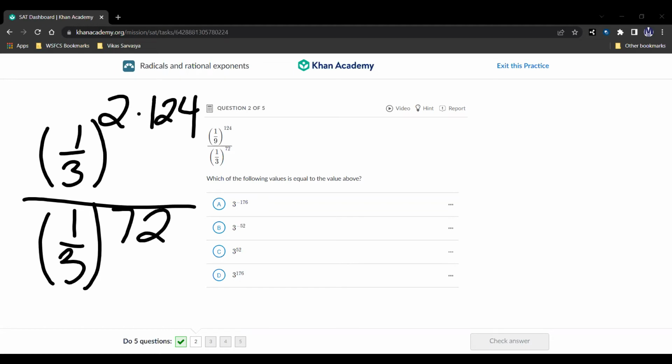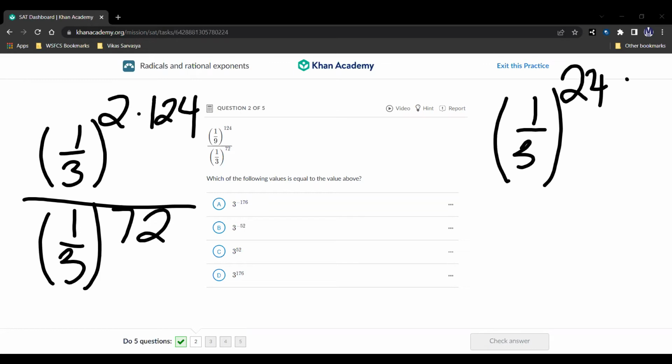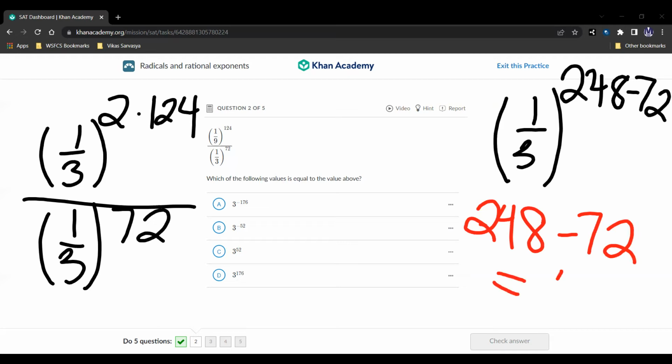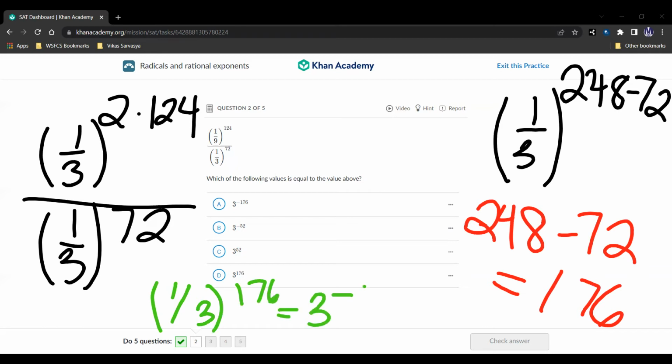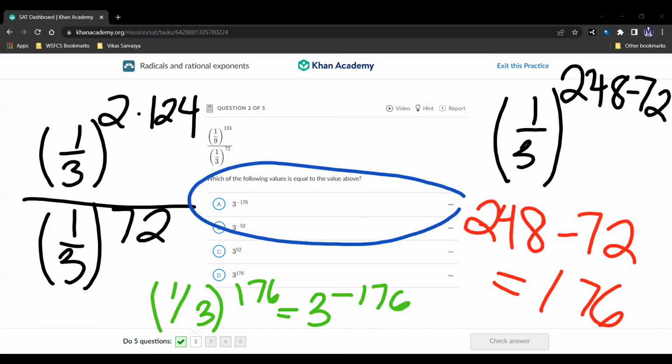Well, that really is just saying 1/3 to the 224, which is 248 minus 72. All right, now 248 minus 72, 176. So this is going to be equal to 1/3 to the 176, or 3 to the negative 176. So our answer is going to be answer choice A, 3 to the negative 176.